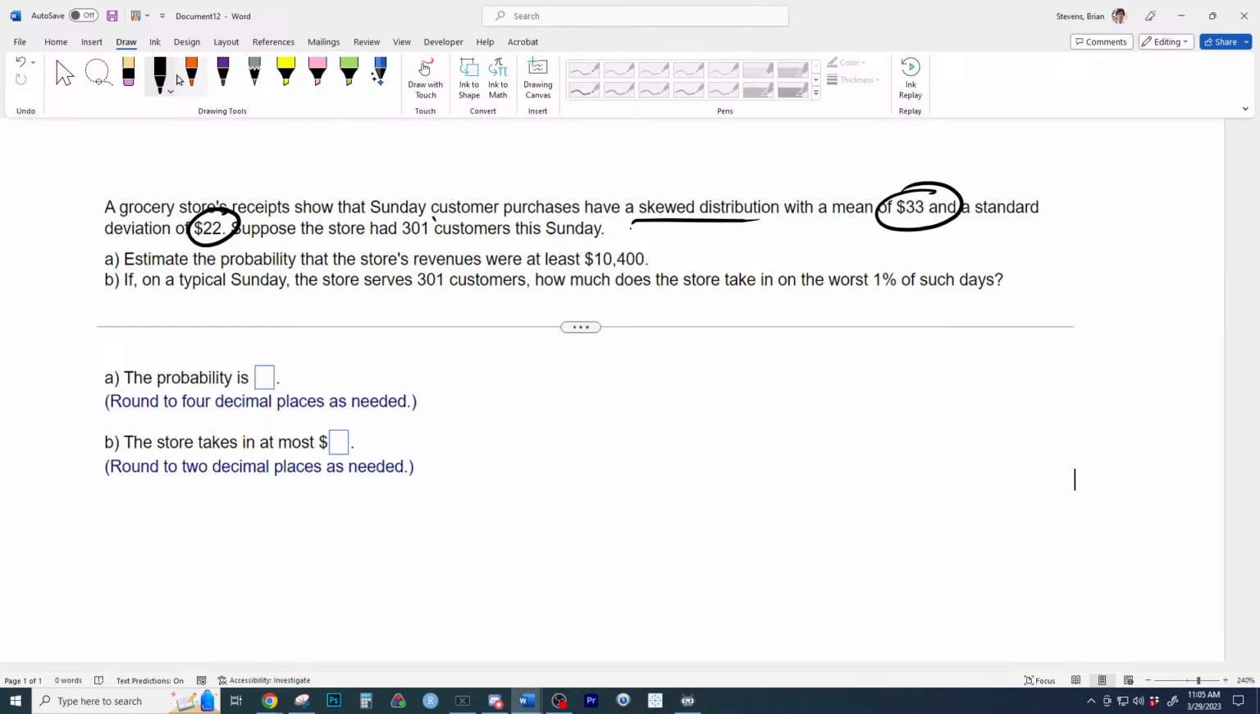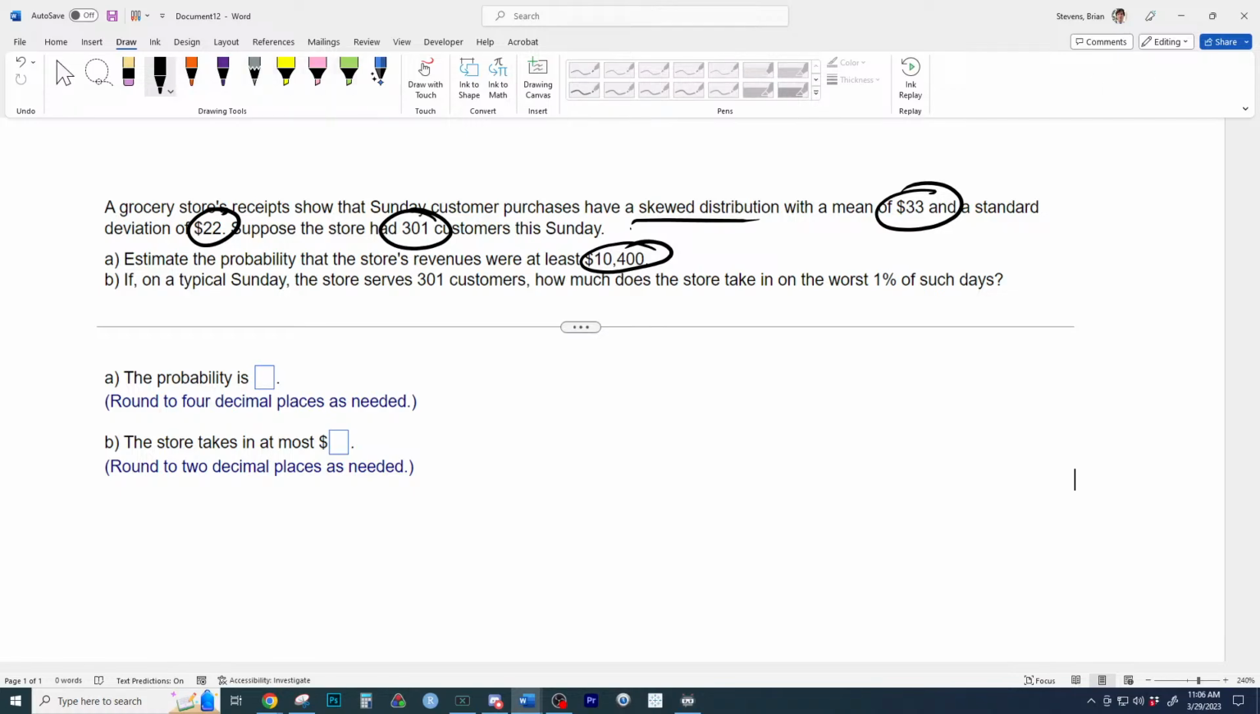Suppose they had 301 customers. So we need notation here. What is any of the notation on this problem? For 100 points, any notation. This right here is also a big thing. If you're watching this problem in the future, this is the key to these problems, is the notation. If we get the notation, we can usually solve the rest of the problem.